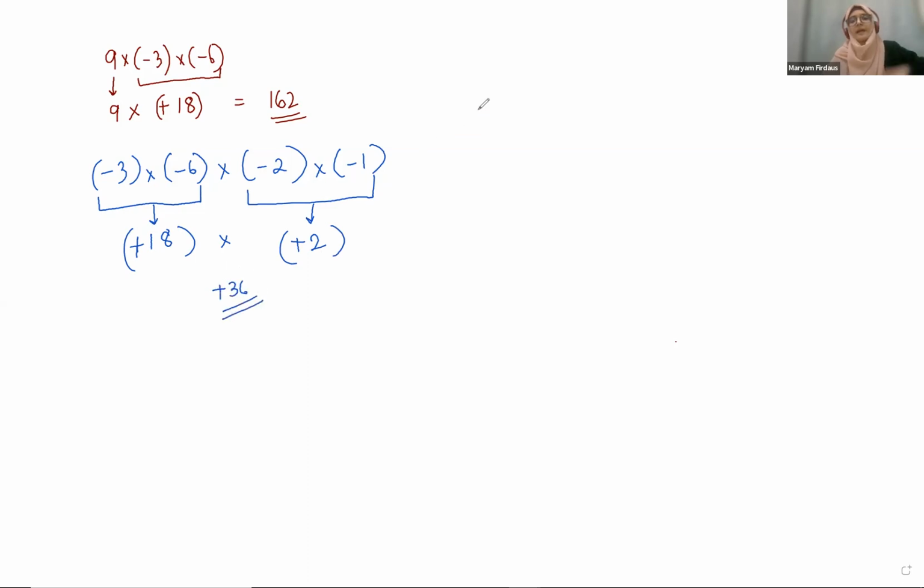Very good. Hiba, I'll just give you one more question right now. Negative 4 multiplied by 2 multiplied by negative 3 multiplied by, let's just say 5. Now, can you tell me how to do this?